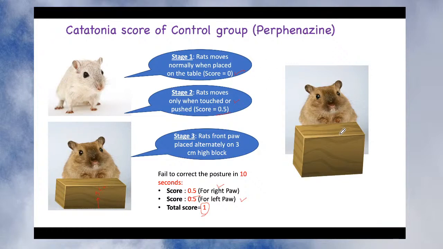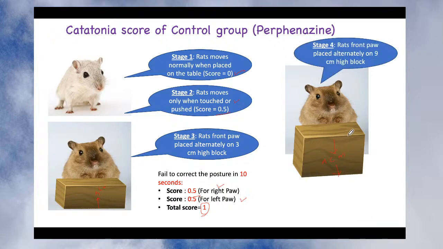So now instead of 3 centimeter, we have used the block which has a height of 9 centimeter. When you keep the front paw of the animal at the height of 9 centimeter, and the animal fails to correct the posture in 10 seconds, then you increase the score. Earlier, when the animal was unable to correct the posture with the right paw, you gave 0.5, but since this condition is too strange for the animal, you can increase the score. Instead of 0.5, you can increase the score to 1.